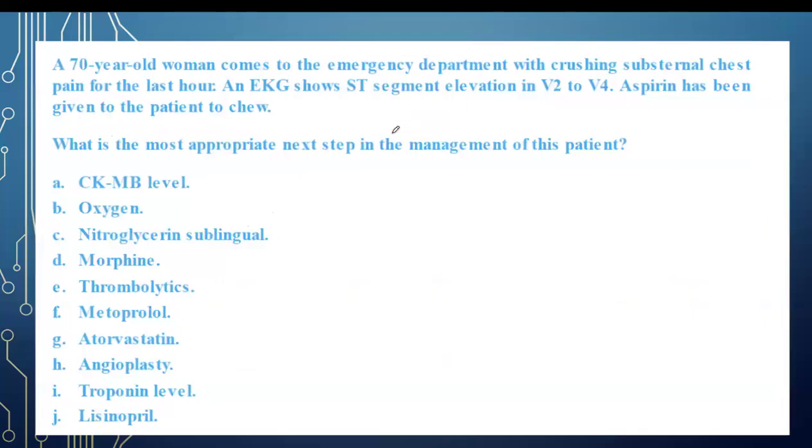Now there comes your second question. You have the same patient who has chest pain, ST elevation, and you have given aspirin. What is your most appropriate next step in the management of this patient? Now, let's see what you think about it. Do you want to do a CKMB, oxygen, nitroglycerin, morphine, thrombolytics, metoprolol, statin, angioplasty, troponin, or lisinopril?